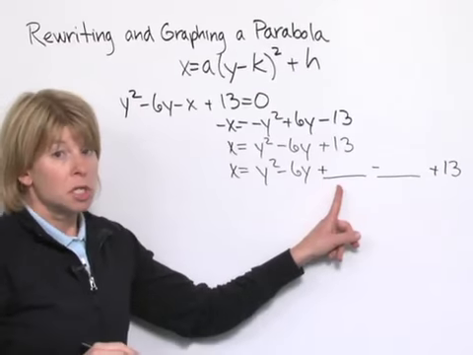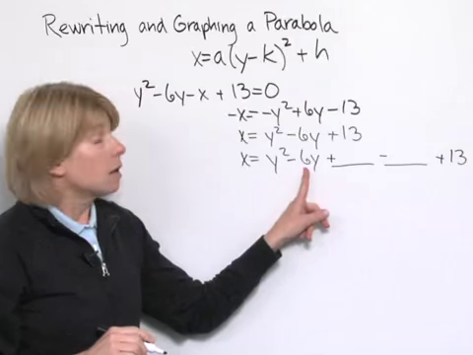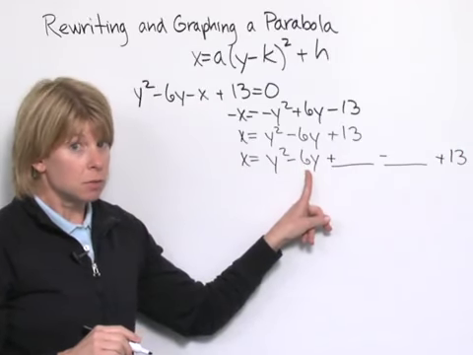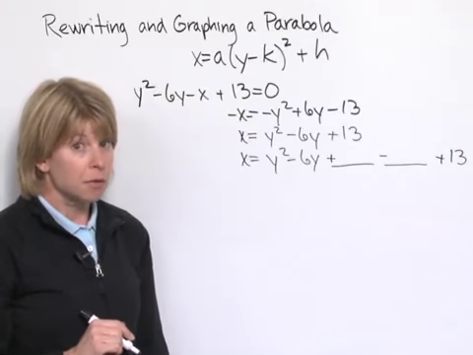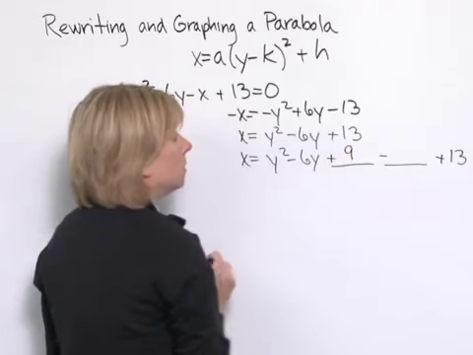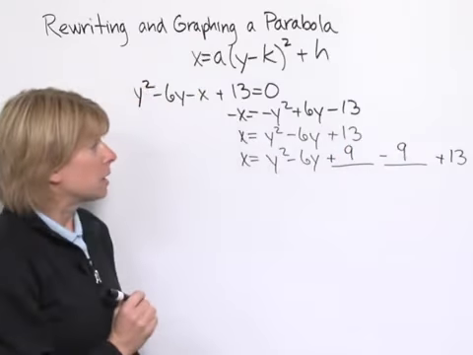Now, to determine which number to add here to complete the square, I take the coefficient of y, which is negative 6, divide by 2, and then square. Negative 6 divided by 2 is negative 3. If I square that, I get 9. So I want to add 9 and then subtract that same value.